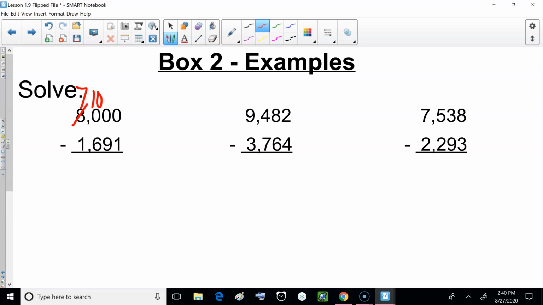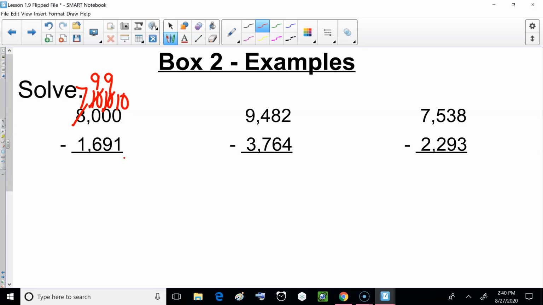But I'm still trying to deal with the ones yet. I haven't even got back that far. So now I can trade in a hundred. Now I have 9 hundreds, and I would get 10 tens by trading in 100. But I still haven't got back to my ones yet, so I can trade in 1 ten, and that gives me 10 ones. Now, I have a bigger number on the top than on the bottom, so now I can subtract.